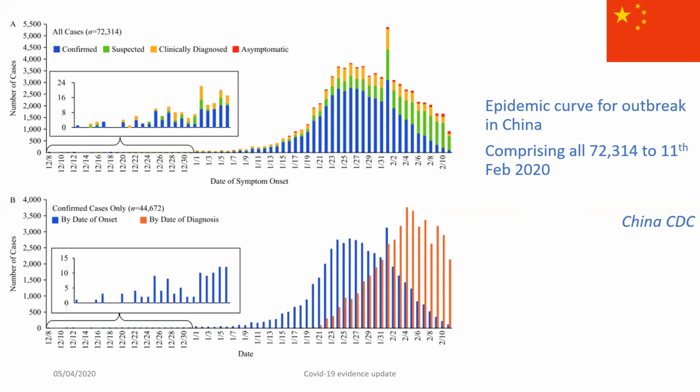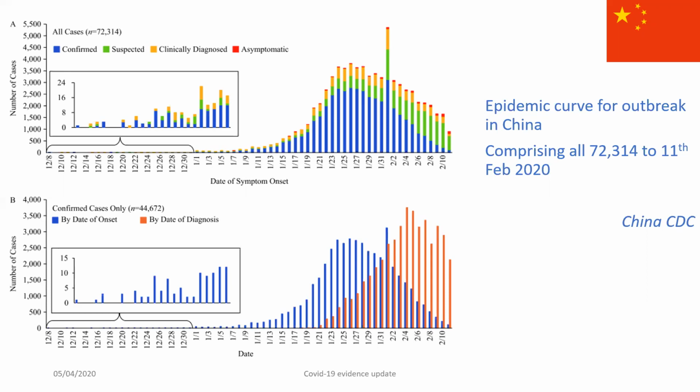So these are the data from the Chinese Center for Communicable Disease Control, showing the epidemic curve of the outbreak in China to the 11th of February 2020, comprising more than 72,000 cases. The top graph shows the total number of cases, including suspected and those diagnosed clinically. The bottom chart shows just the number of cases confirmed with a laboratory test.